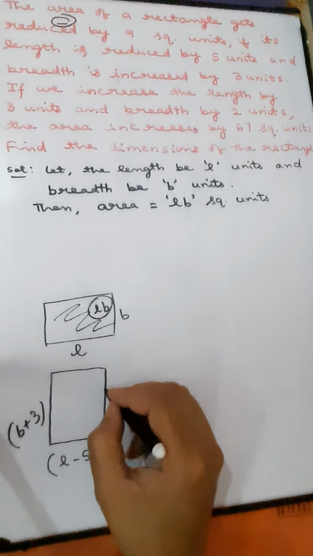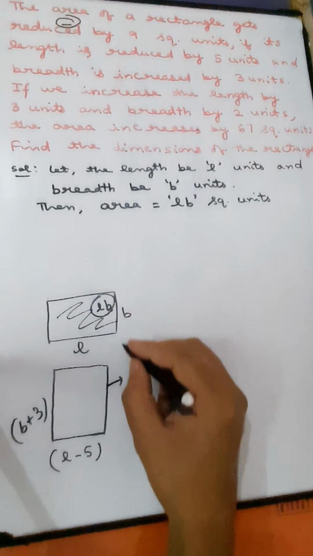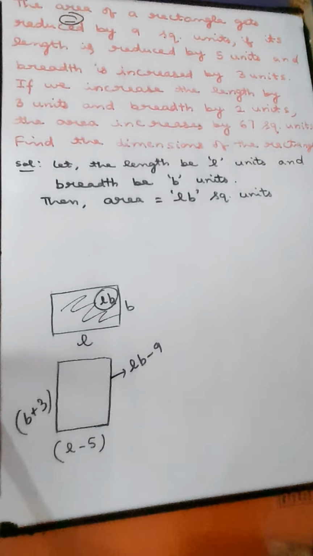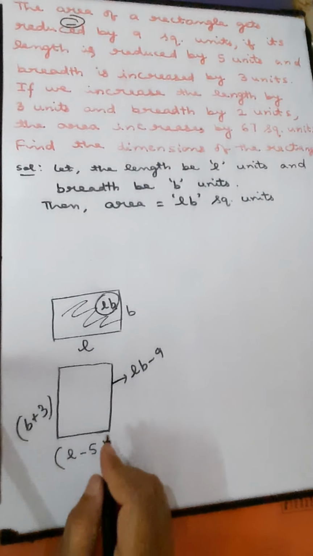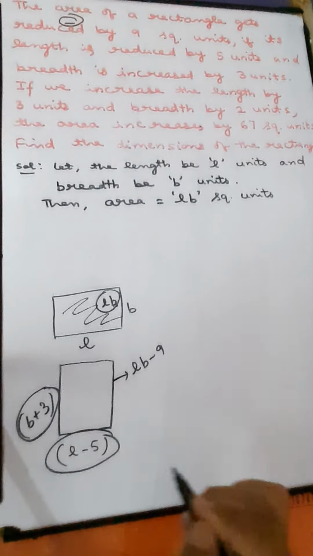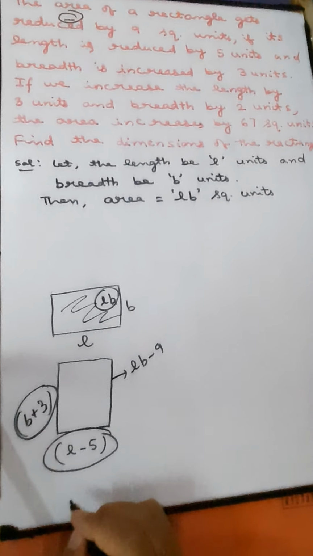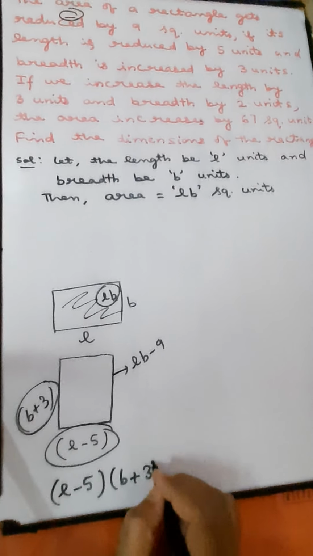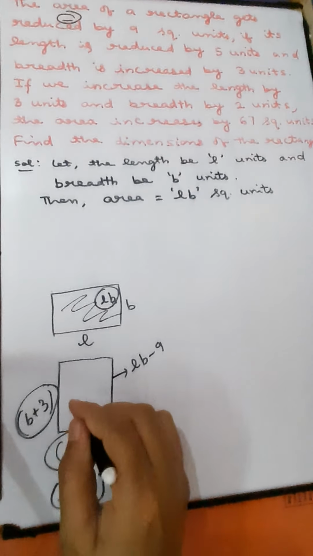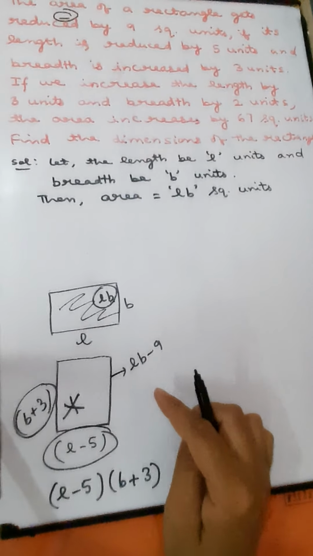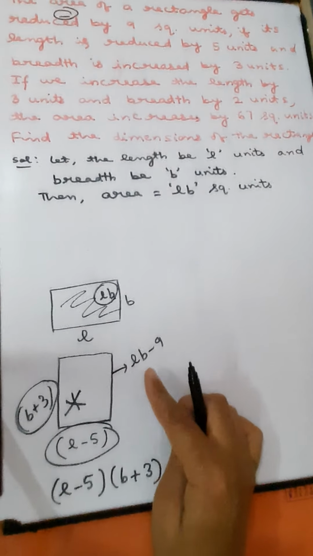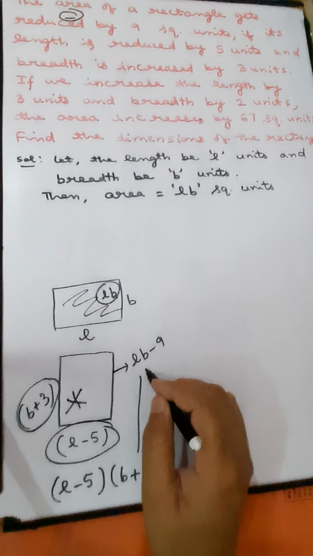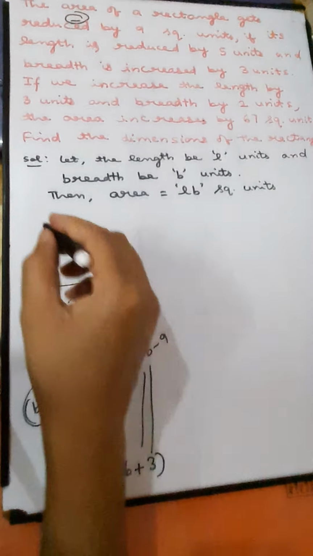So we are given that here the area is 9 units reduced. So the area will be LB minus 9, beta. But according to the formula, this is our new length and this is our new breadth. Length into breadth. So the area has to be L minus 5 into B plus 3. This represents the area of this figure, and this represents the area of this figure by the given condition. Since both are areas of the same rectangle, they should be equal. Right?